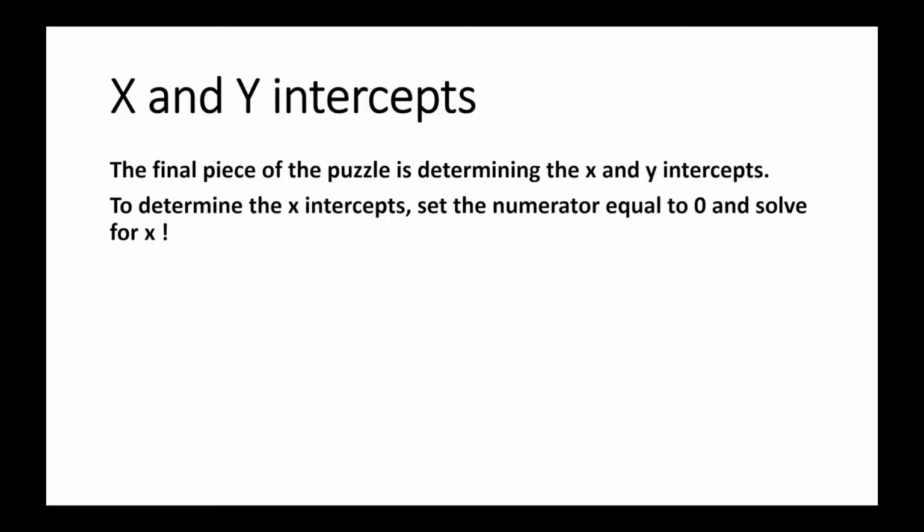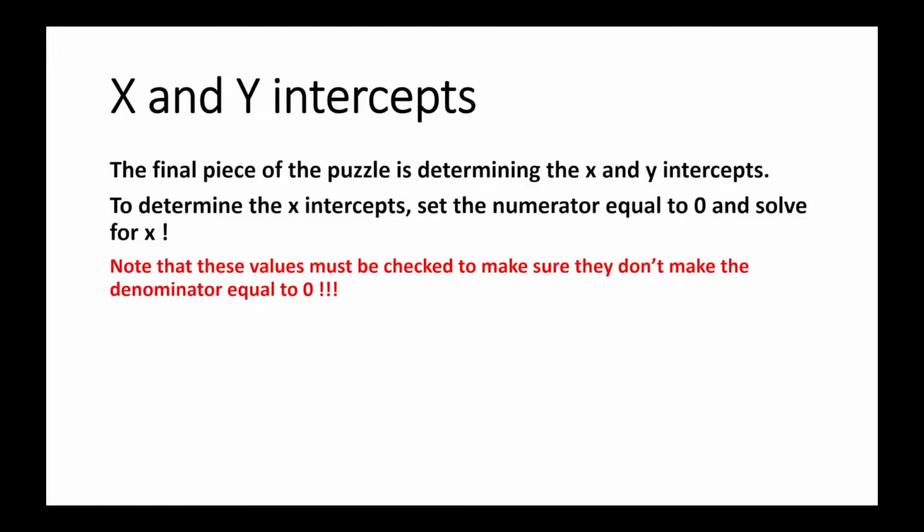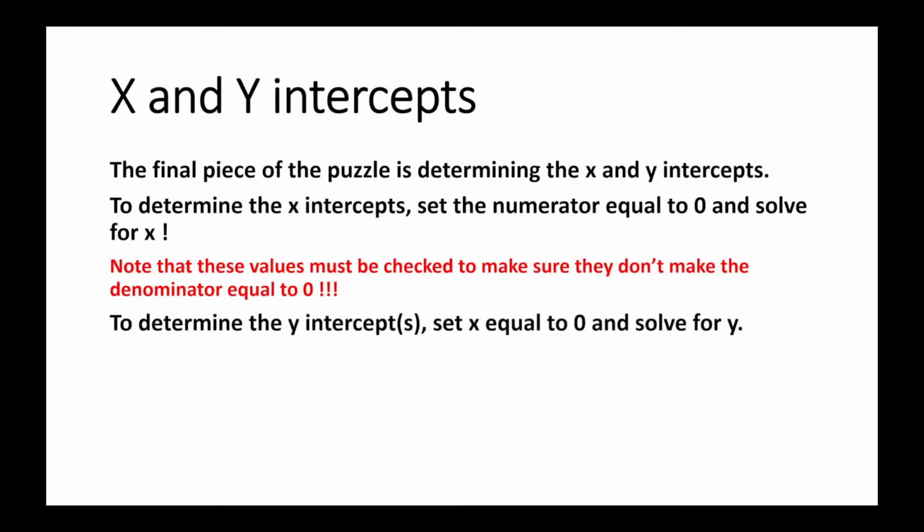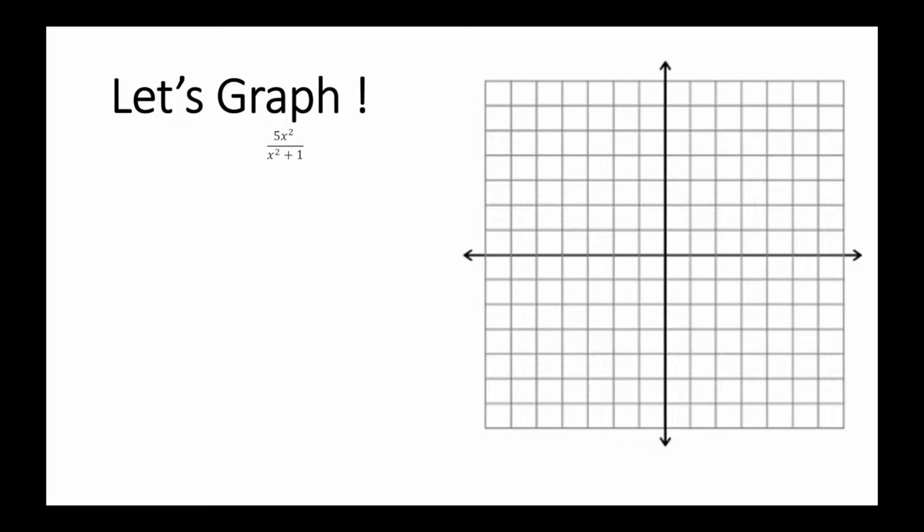But there's a caveat to this. These x-intercepts are only valid if they don't make the denominator equal to 0. So you have to check that before you move forward. To determine the y-intercepts, or where the graph crosses the y-axis, set x equal to 0, and solve for y. So let's go ahead and put everything together. Let's solve for these asymptotes, and let's also solve for these intercepts.